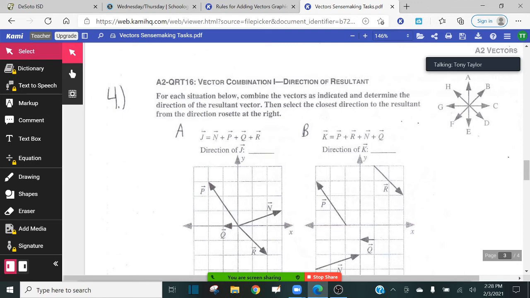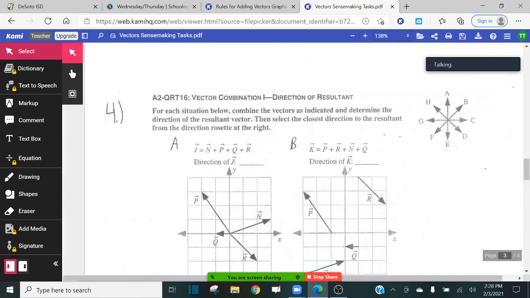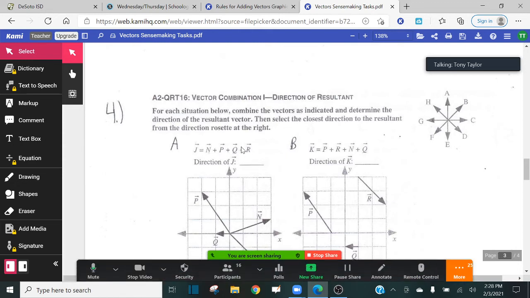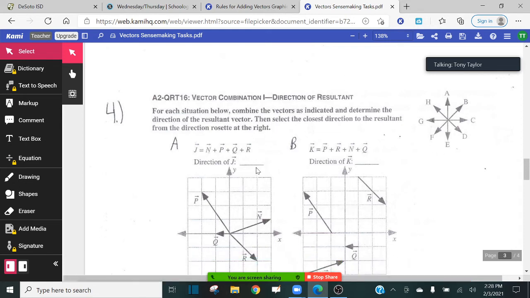Okay, so let's read the directions here. It says, for each situation below, combine the vectors as indicated and determine the direction of the resultant vector. Then select the closest direction to the resultant vector from the direction Rosetta at the right. Here's what we're going to do, guys. On vector A, we're going to add up all these vectors, n plus p plus q plus r, to get the vector j. And we're going to see which of these directions match A.